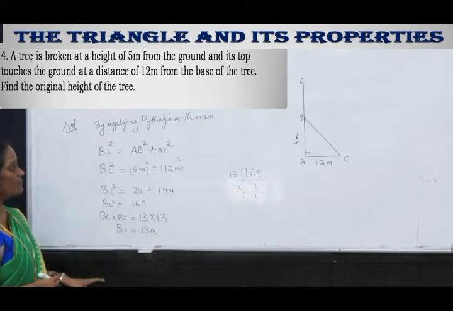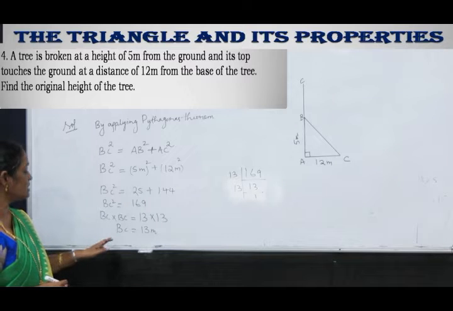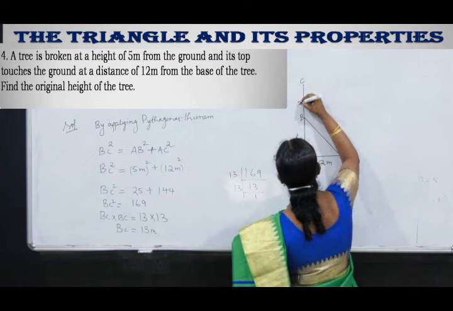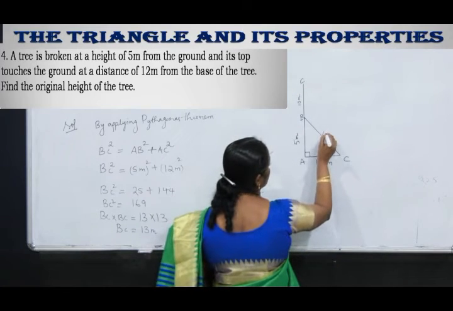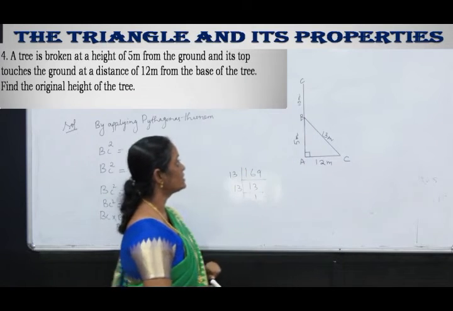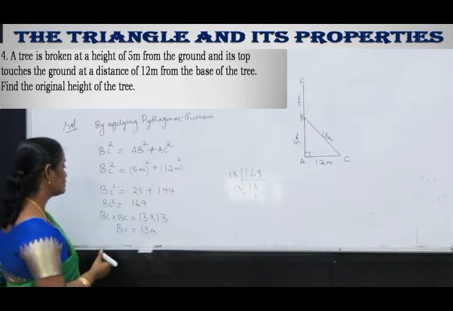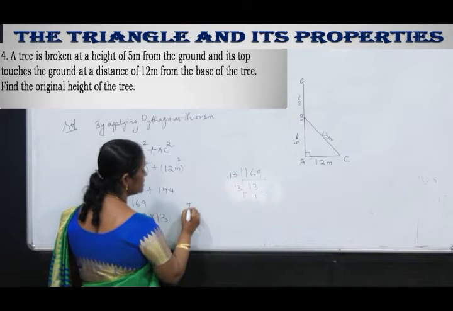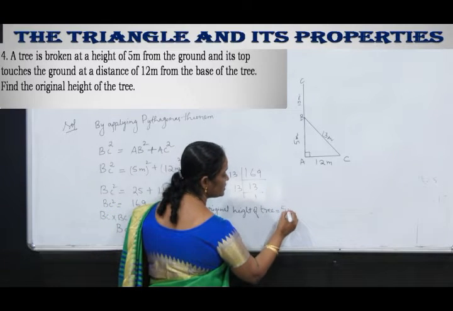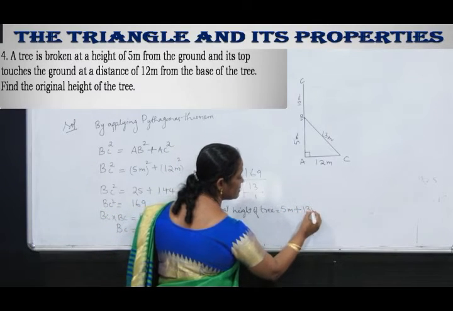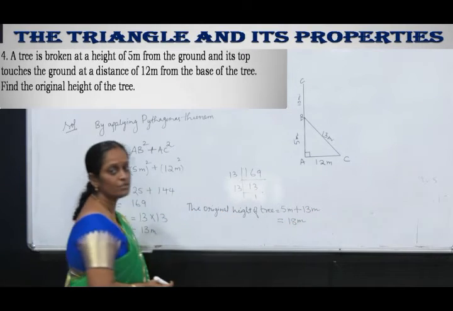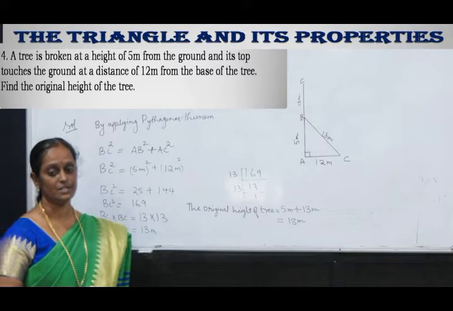So here we have to find the original height of the tree. Here BC is the broken part of the tree. So this broken part is equal to 13 meter. Now the original height of the tree will be 5 meter plus 13 meter, that is 18 meters. So the original height of the tree is 18 meters here.